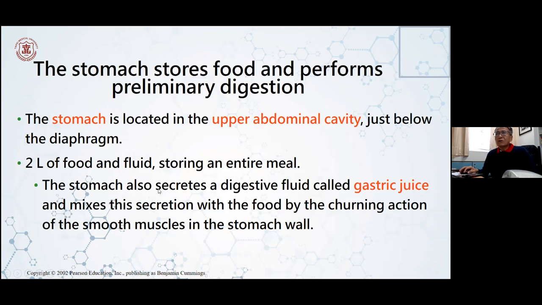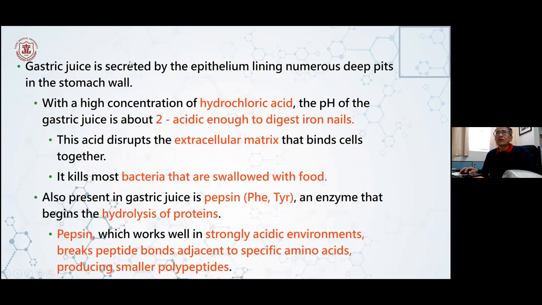The stomach can also secrete the digestive fluid called gastric juice. Gastric juice includes HCl and pepsin, an enzyme, secreted by the stomach. The stomach secretes the digestive fluid and mixes the secretion with the food, and then begins the preliminary digestion of protein. The gastric juice is secreted by the epithelium in the deep pits in the stomach walls.